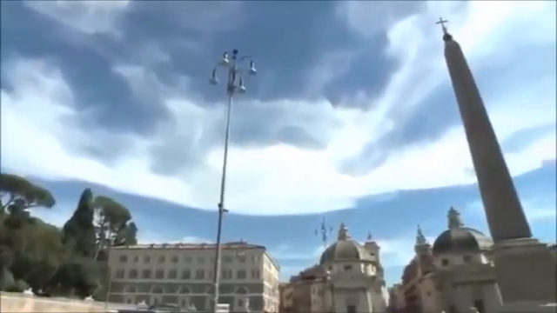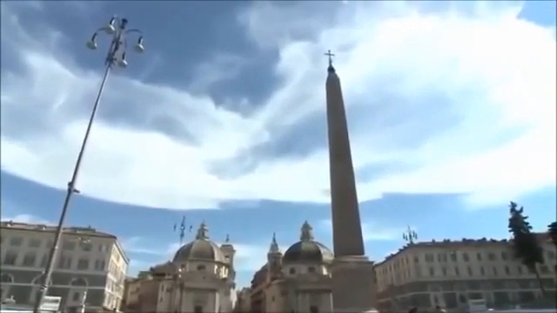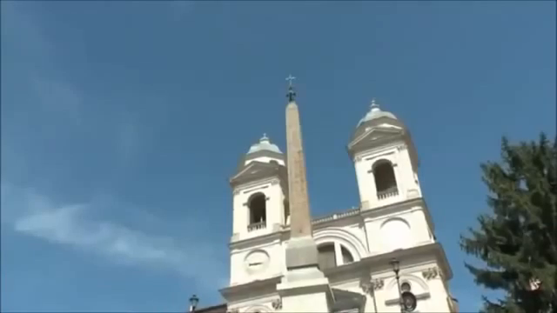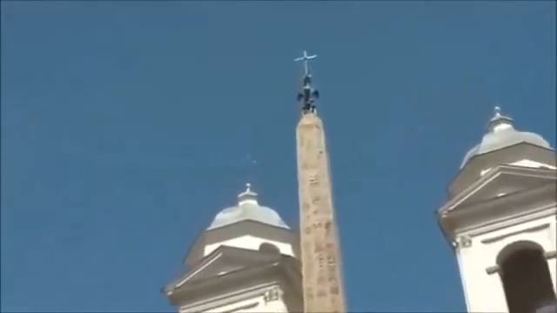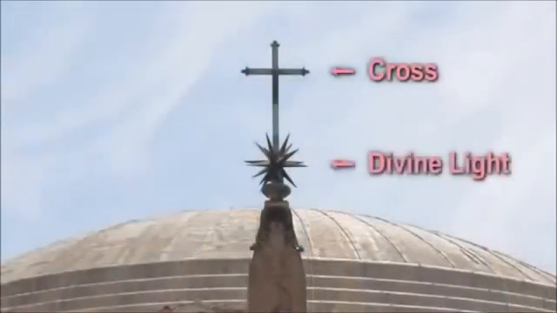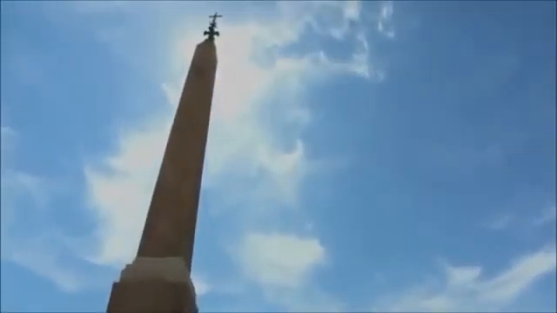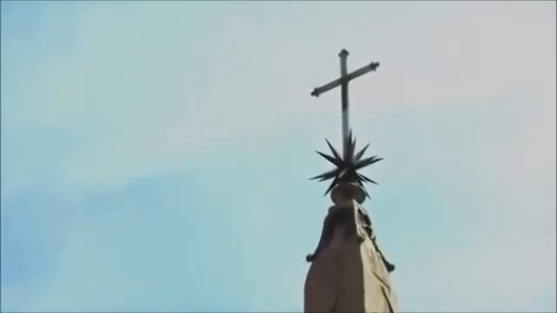Then, why are the obelisks, the symbol of the sun worship, set up in front of the Catholic churches? When we look carefully at the obelisk standing in front of the Catholic Church, it has the star-shaped divine light and cross, which symbolize the sun. Just as the obelisk is the symbol of sun worship, the cross on top is also the symbol of sun worship, which originated from Babylon.